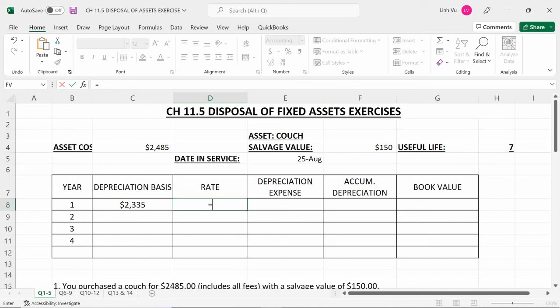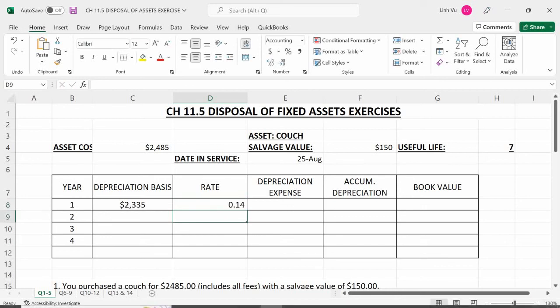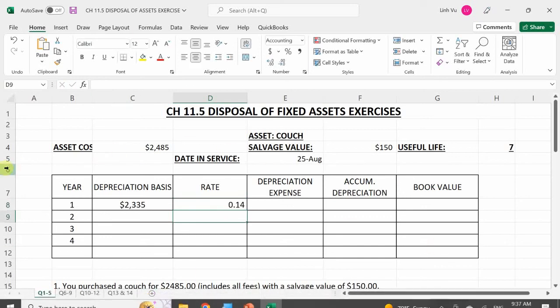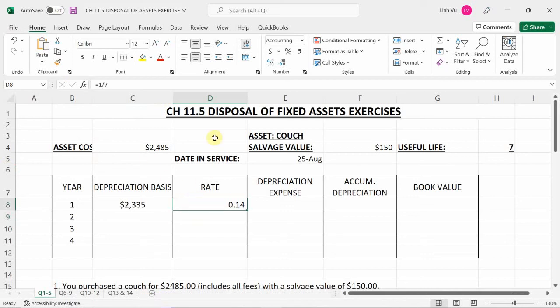How do I determine what my depreciation rate is? Well, I got 1 divided by 7, and would it be times 2? That is double declining. So if I'm using this, I got 0.14. But this one is not just 0.14, it's 0.142857, 1, 4, all the way down.